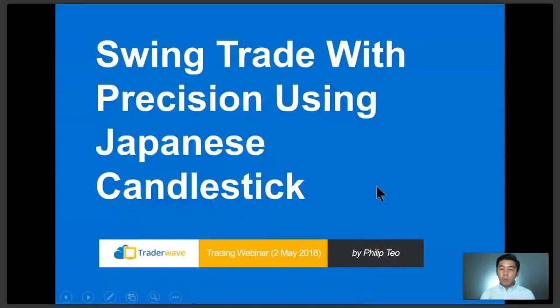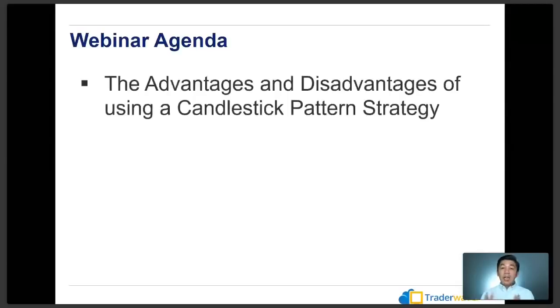Today's topic is on swing trade with precision using Japanese candlestick. The agenda for today is as such. I'm going to be sharing with you some of the advantages and disadvantages of using a candlestick pattern strategy. I've always firmly believed that anything in life has both its pros and cons. Before you go deeper into using candlestick for your trading strategy, it's rather important for me to share with you the pros and cons of this particular strategy, so that you can decide for yourself whether it will be helpful for you or not in time to come.